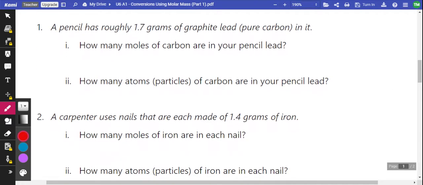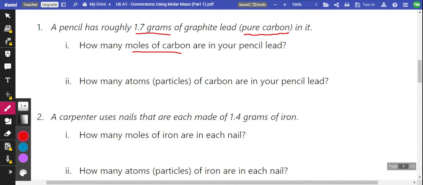All right, a pencil has roughly 1.7 grams of graphite lead, which is actually pure carbon. How many moles of carbon are in your pencil lead? Well, I might not know exactly how to approach this problem at first, but if we look at what it's asking for, we're starting with grams. It's asking for moles. Grams and moles are two different units, but they are connected to each other.